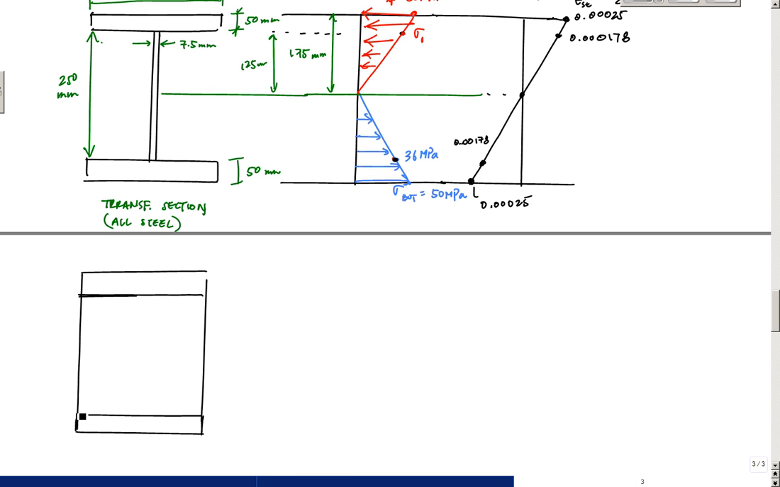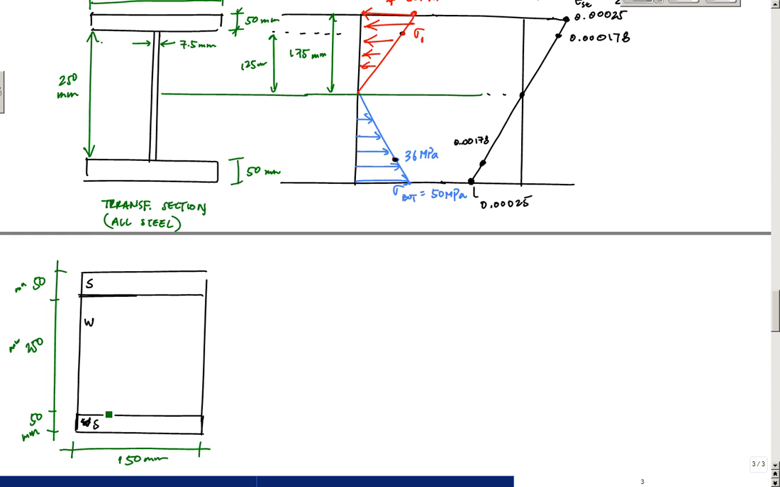This was the steel. This is the wood. This is the steel. And my dimensions here: 50, 250, 50, and this width was 150 millimeters. All these units are millimeters. But here, I got the steel, wood, and steel.